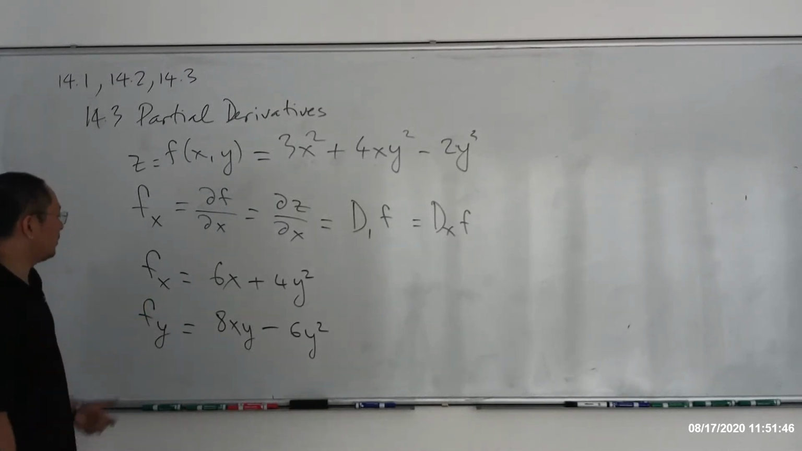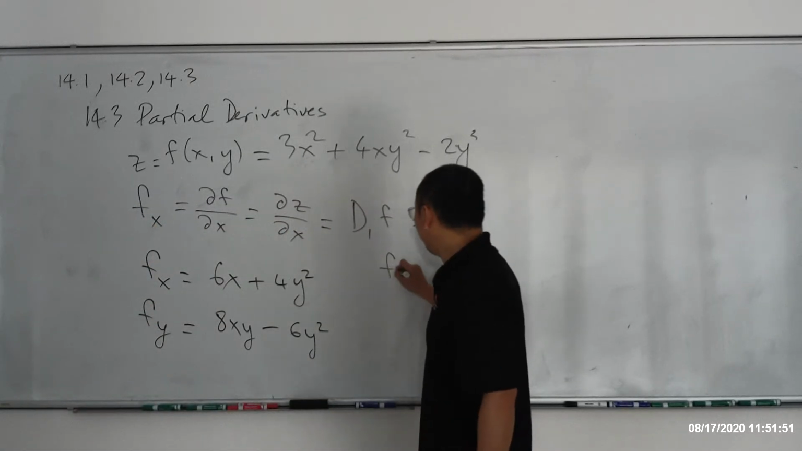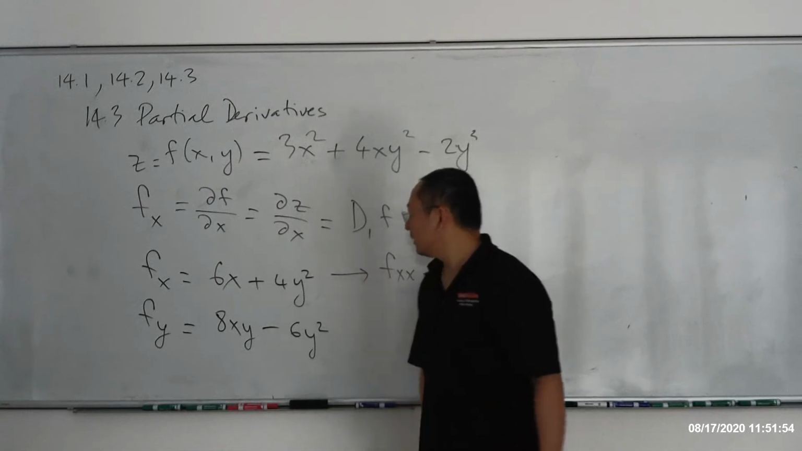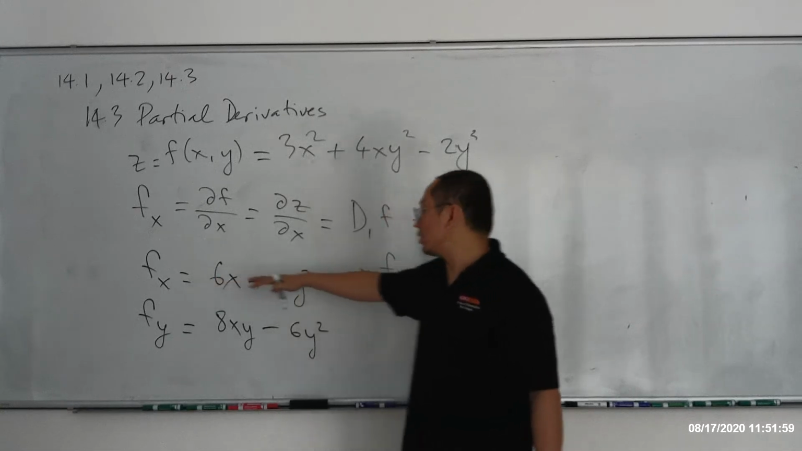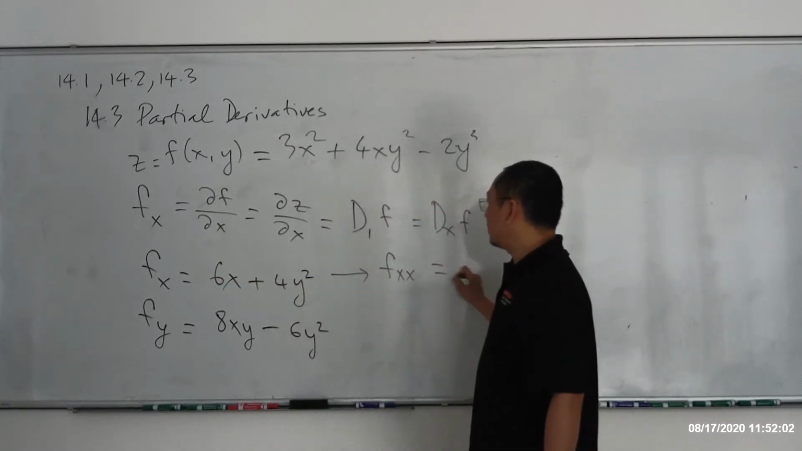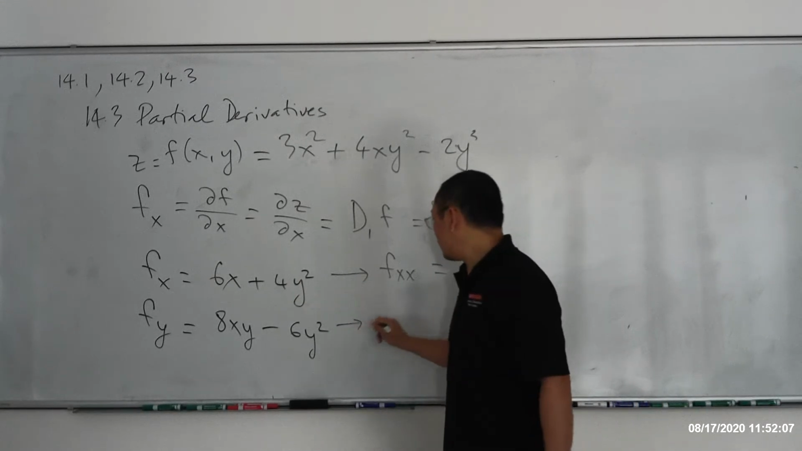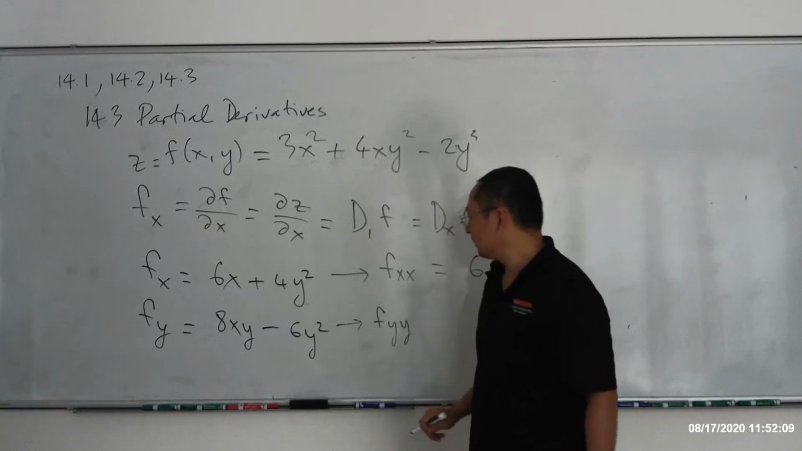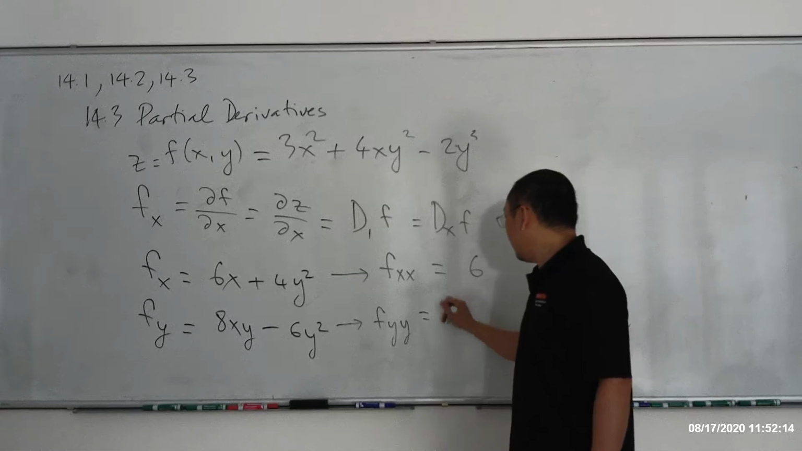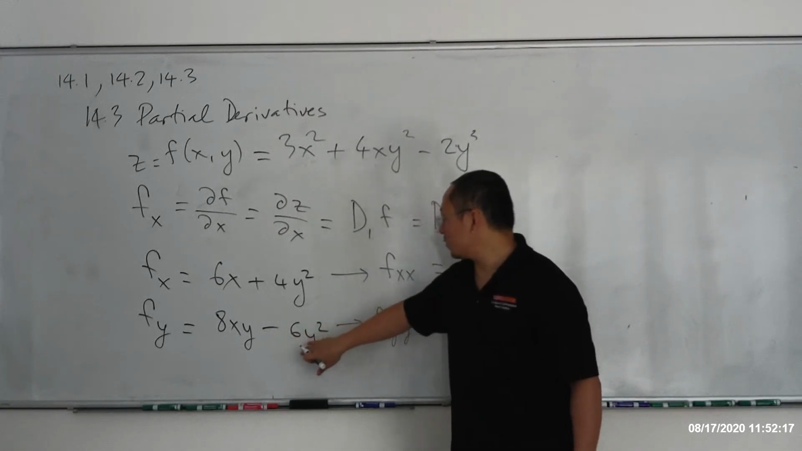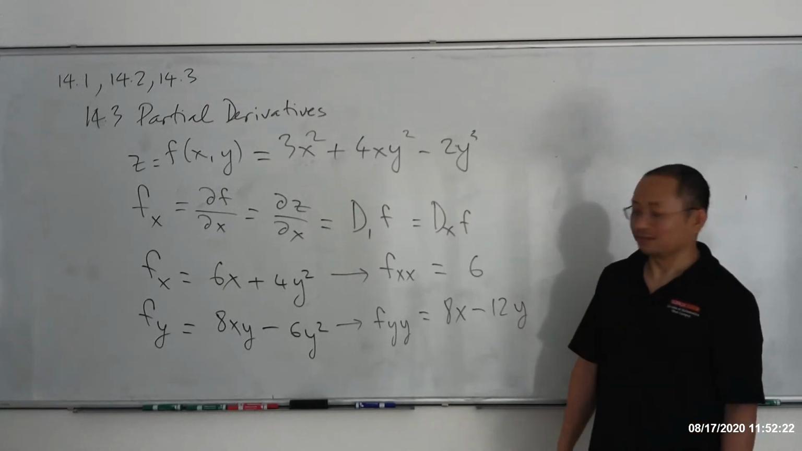Now, what if you want to do the derivative one more time? I'm going to use the first notation right here. What if I want to do f_xx? This is f_x, right? f_xx means I take the derivative of this one more time with respect to x. This is equal to 6, and the derivative of the other term with respect to x is 0. What if I want to do f_yy? 8xy, derivative with respect to y is going to be 8x. Negative 6y squared, derivative is negative 12y. Good?